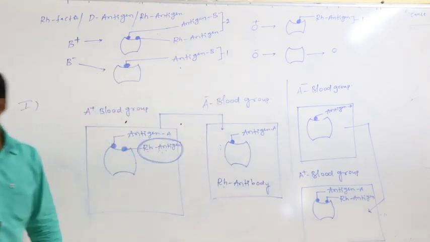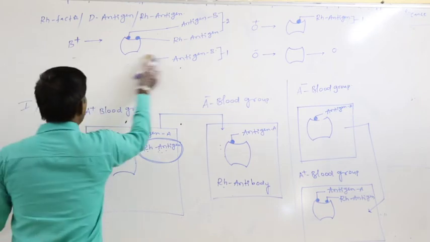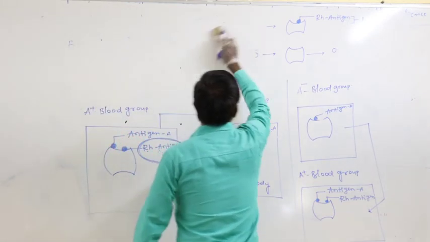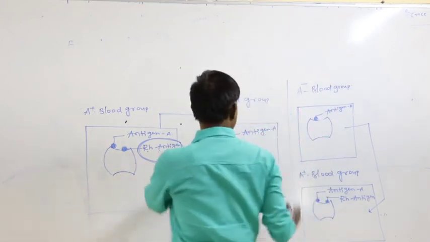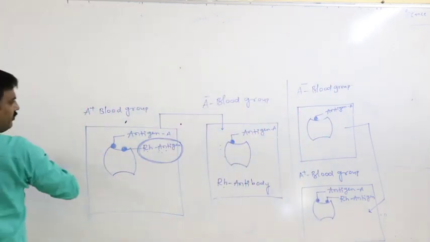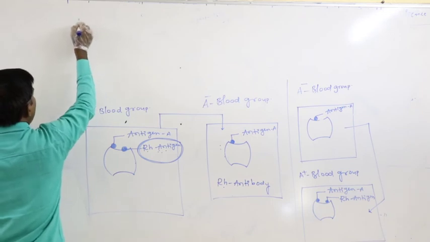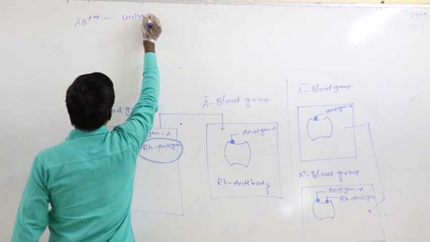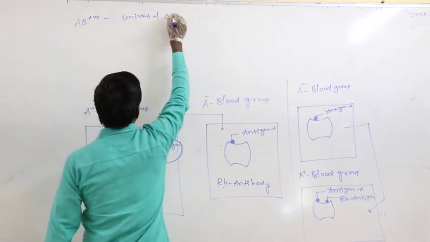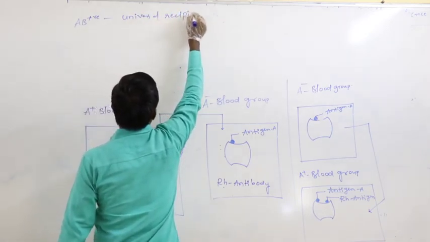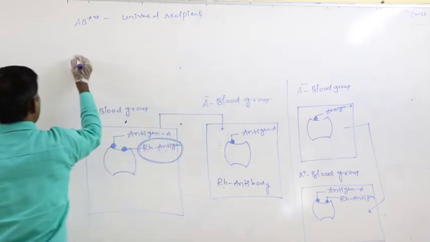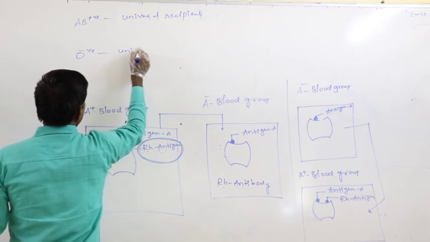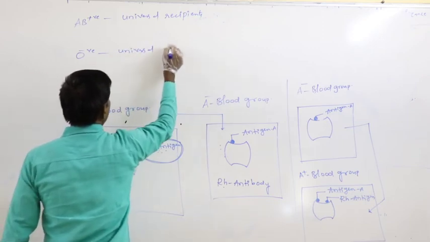So this is the mechanism, this is the reason to call AB positive persons universal recipients, and O negative persons universal donors.